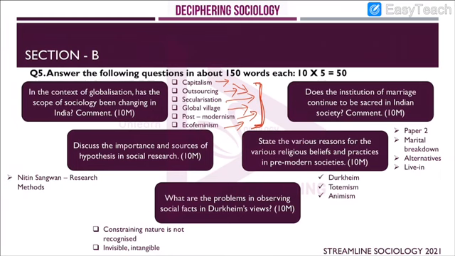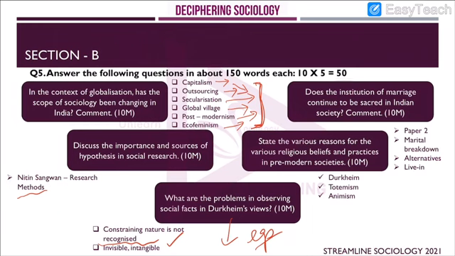Then the question on importance and sources of hypothesis in social research. You will find it in the research methods chapter of Nitin Sangwan. Then the next question, problems in observing social facts, is because they are not easily recognized. They are invisible, they are intangible, because of which it is difficult to observe social facts. You can give examples also.